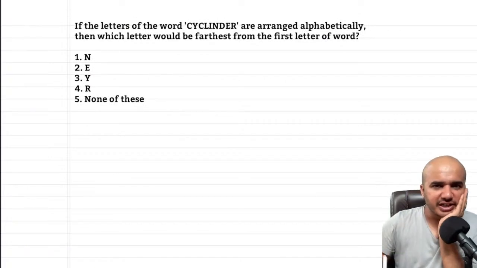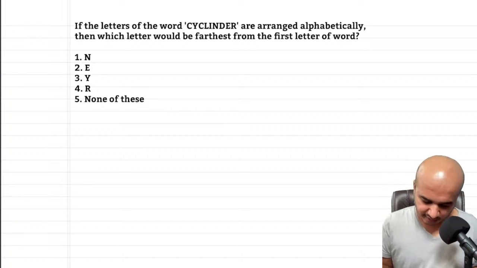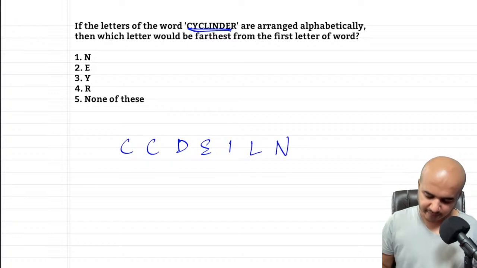If the letters of the word cylinder are arranged alphabetically, then which letter would be farthest from the first letter of the word? This is easy. Okay, if I have to arrange the letters of the word cylinder alphabetically, it would be C, sorry, D comes first, no? C, D, E, L, N, R and Y.